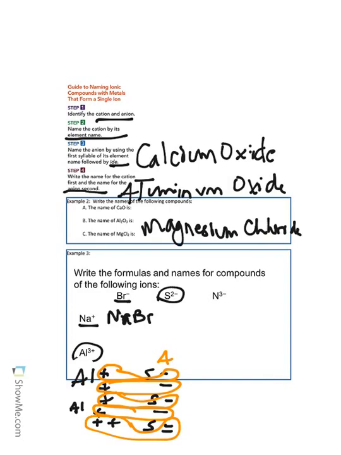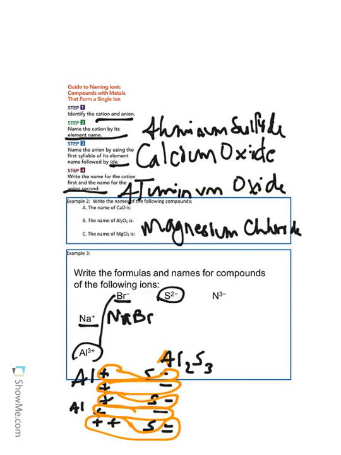So our formula for this is Al2S3. And the name is aluminum, right? And sulfur, we're going to keep the first syllable. So sulfur, we're going to keep the sul and change the ending to ide. So we have aluminum sulfide.